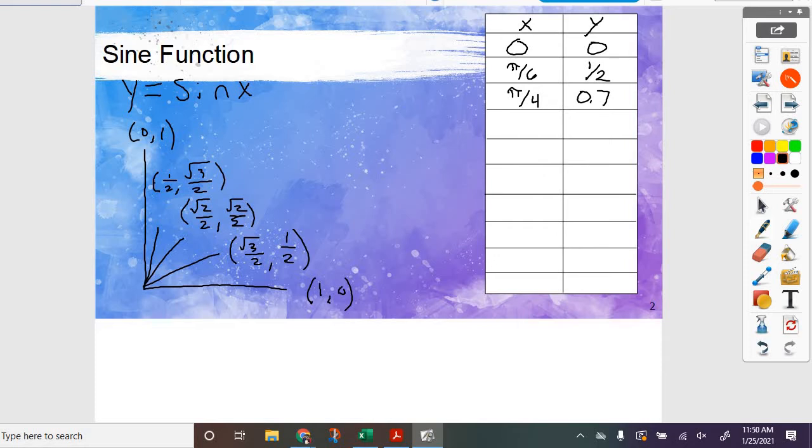So our next value is going to be pi over 2. And what do we get at pi over 2? 1. Okay. So then notice we would go to our second quadrant. So what angle in our second quadrant has a reference angle of pi over 6?